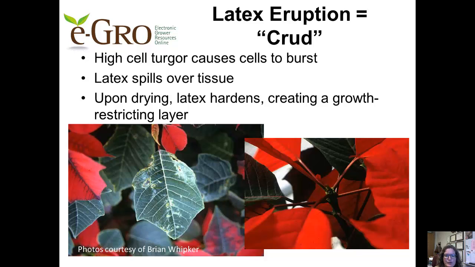Also related to moisture management is the occurrence of latex eruption in plants like poinsettias that are members of the Euphorbiaceae family. That family has latex, that white sap that runs through the vascular system. In this case, conventional wisdom is that high turgor causes cells to burst, latex spills over plant tissue, and upon drying, the latex hardens, causing a growth-restricting layer, as in the growing point in the photo on the right.